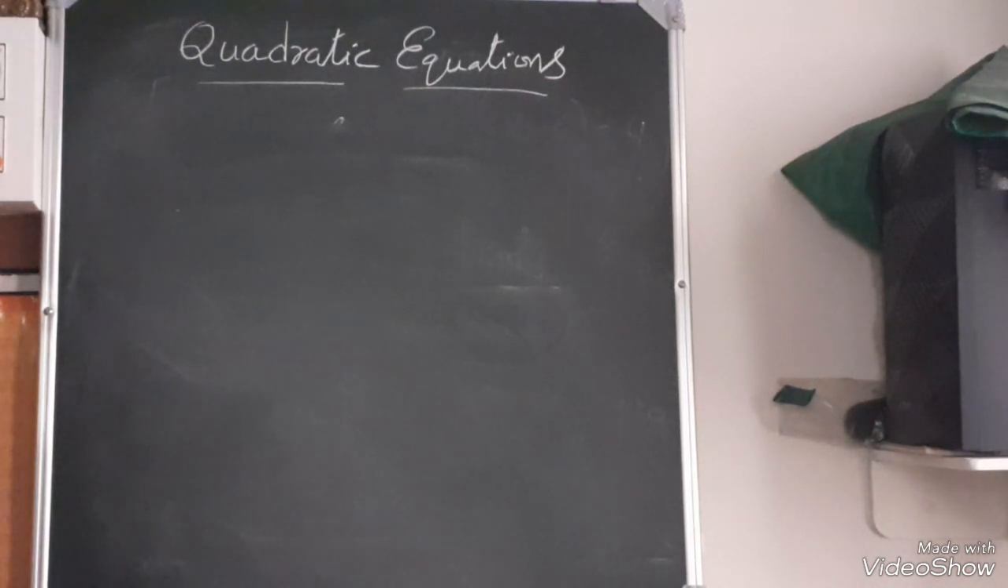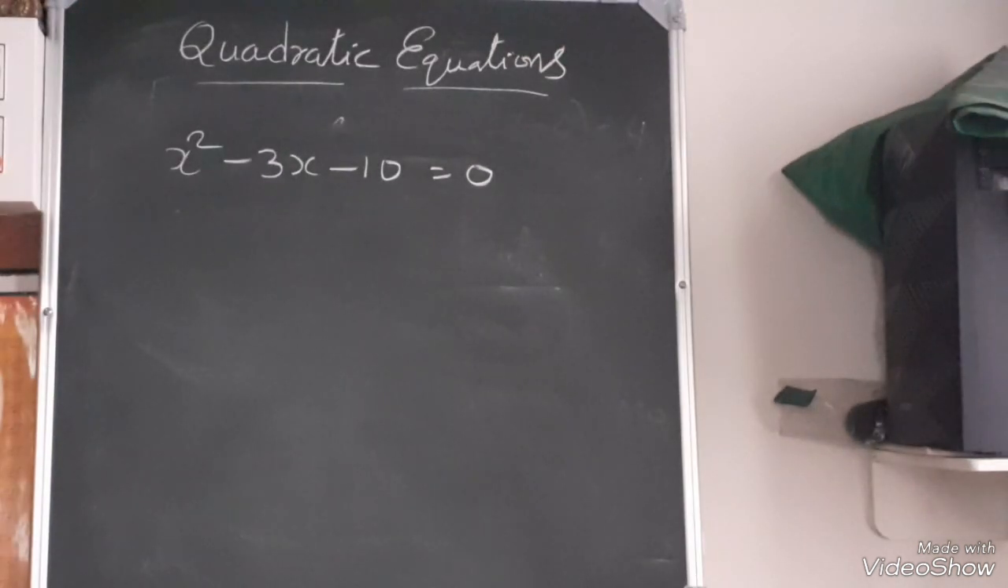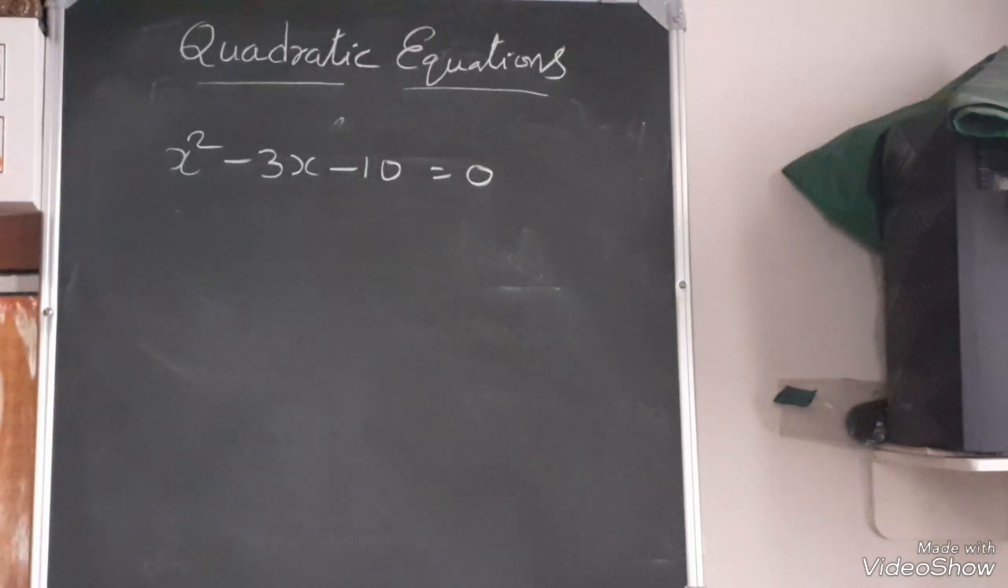Now let us see how we can find the solution of the quadratic equation. So let us take one quadratic equation, that is x square minus 3x minus 10 equal to 0. There are different methods. One is factorization, and the other method is by completing the square we can find the solution, and with the help of the formula also we can find the solution. So now let us see factorization. Now how can we factorize here.